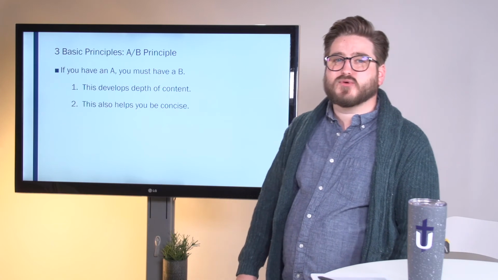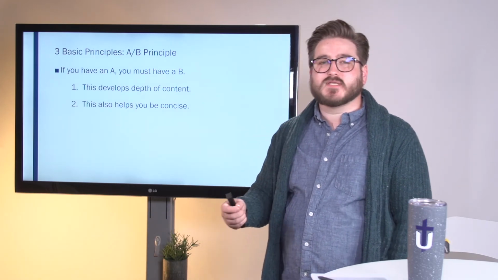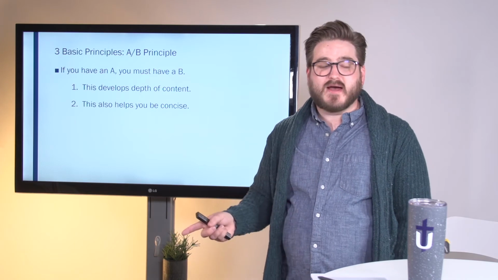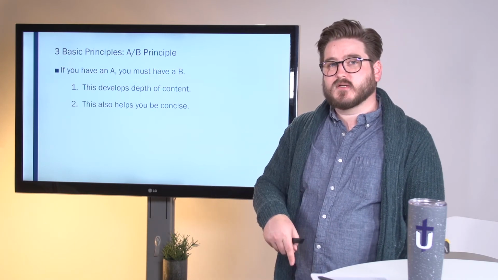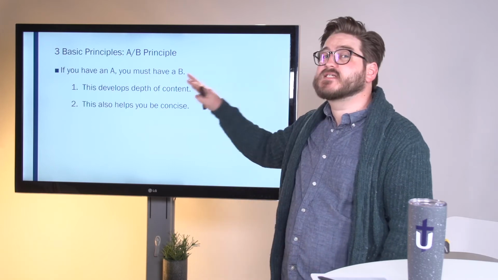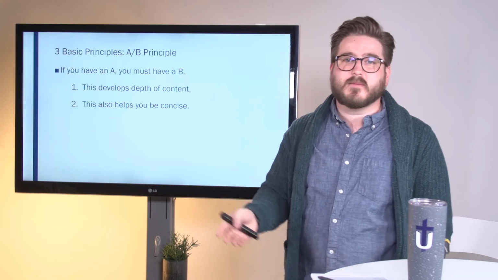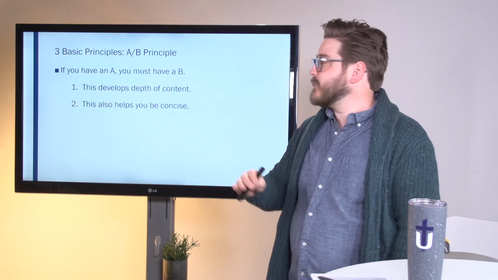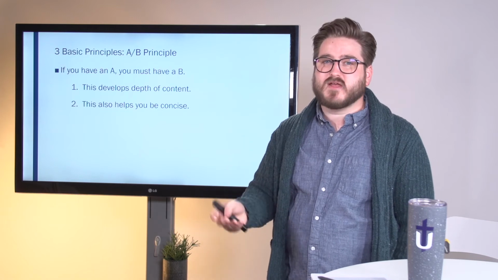The third principle is the A-B principle. The A-B principle is this. If you have an A, then you must have a B. Now you can exchange any of the symbols that you want for A and B. It could be Roman numerals, could be numbers, it doesn't matter. If you have an A, you must have a B.